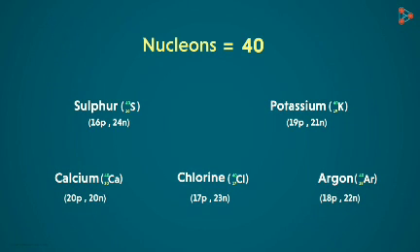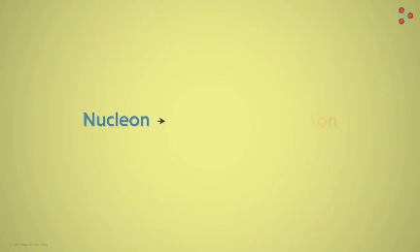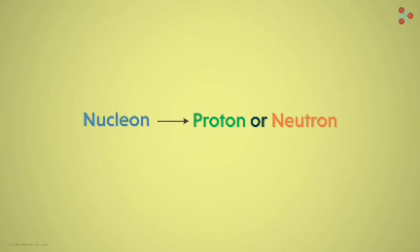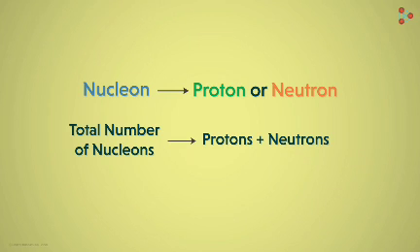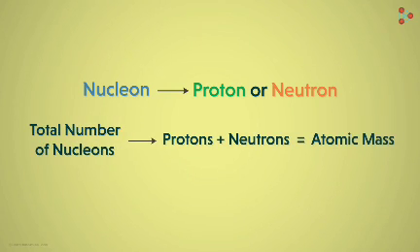What do we mean by a nucleon? A nucleon is a proton or a neutron. Yes, each thing present in a nucleus is a nucleon. So the total number of nucleons in an atom is the sum of protons and neutrons. We can also say that the total number of nucleons in an atom is its atomic mass. Yes, understand this well. The total number of nucleons, which is nothing but the sum of protons and neutrons, is the same as the atomic mass of the atom.